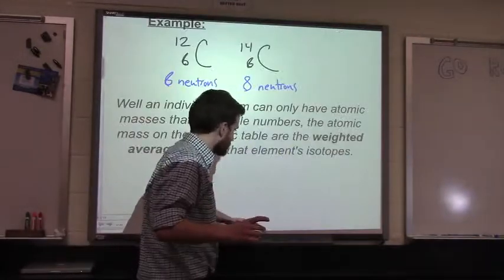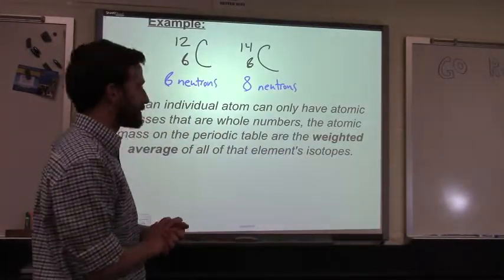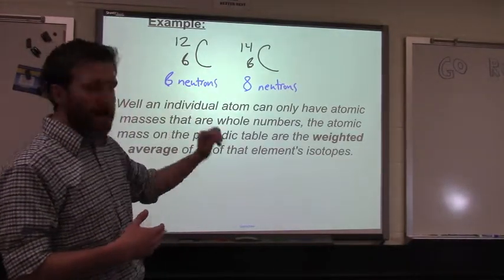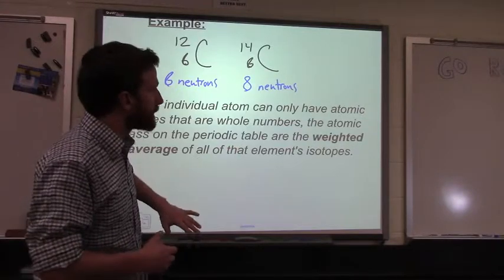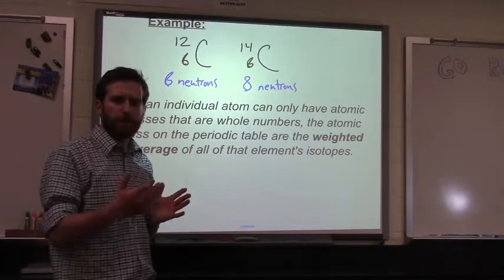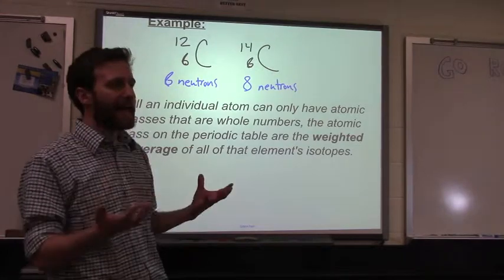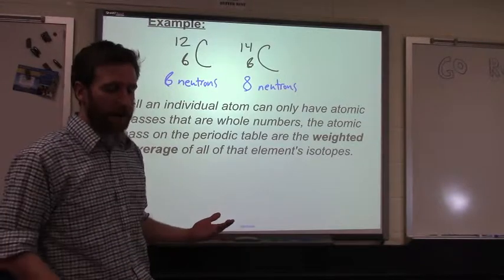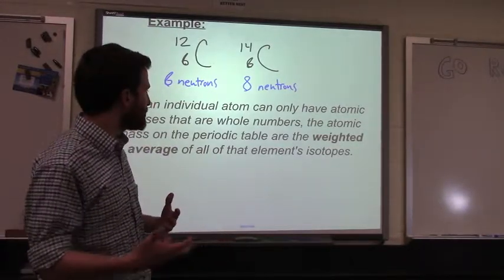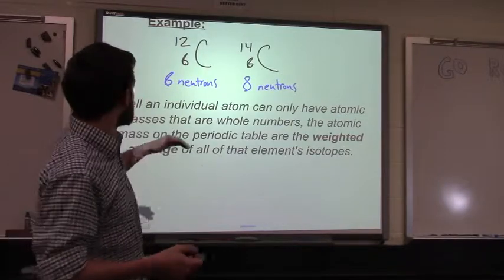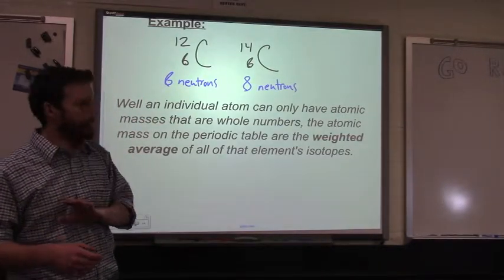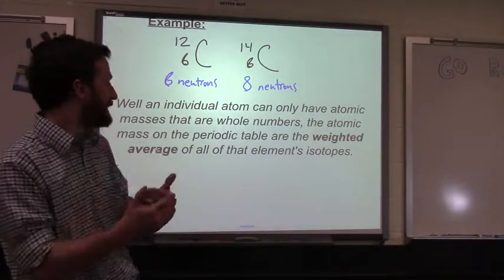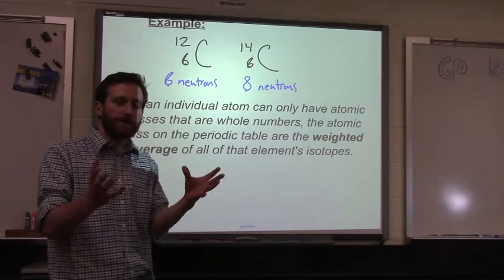This is the last thing I'll say about isotopes for right now, because this is important to understand when you look at a periodic table. The way we've defined masses right now is that the mass of a proton and the mass of a neutron, they're both 1. So the mass of an atom could only be a whole number. I can't subdivide a proton or subdivide a neutron. So while an individual atom can only have atomic masses that are whole numbers, the atomic mass on the periodic table is the weighted average of all of that element's isotopes.